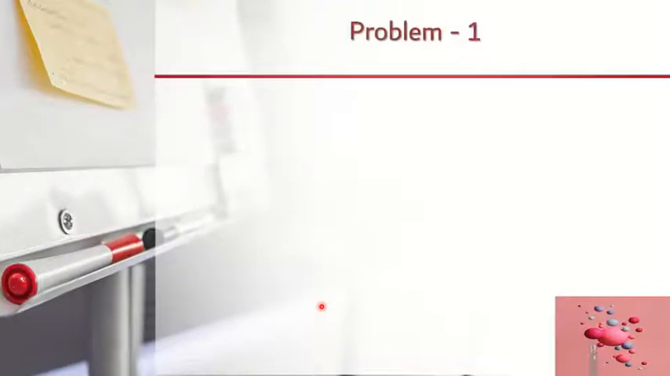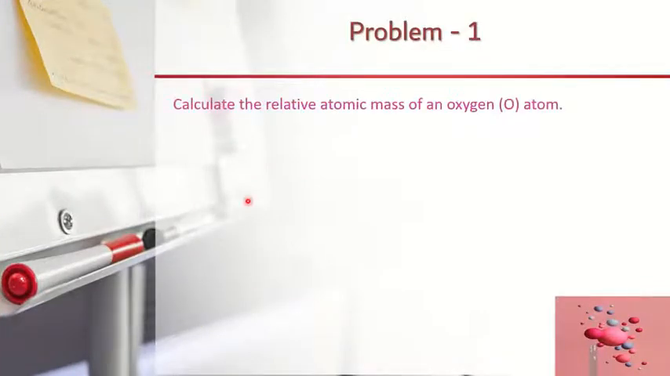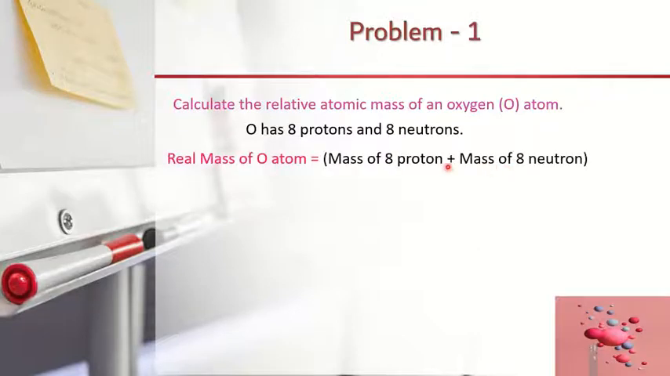Now, calculate the relative atomic mass of an oxygen atom. You have to calculate the relative atomic mass of an oxygen atom. And oxygen has 8 protons and 8 neutrons, you know. So, what you have to do? You have to calculate the mass of 8 protons and the mass of 8 neutrons. And this is the real mass of the oxygen atom.